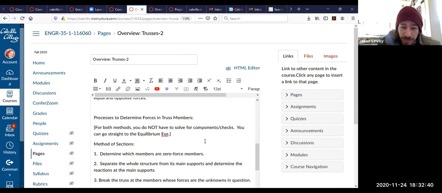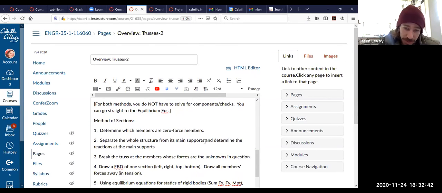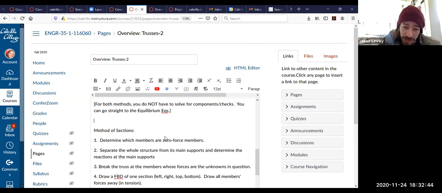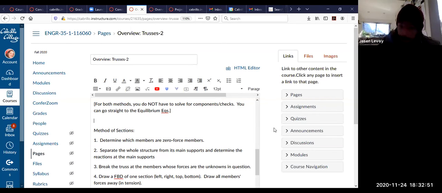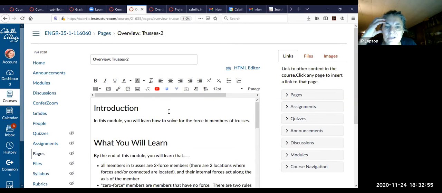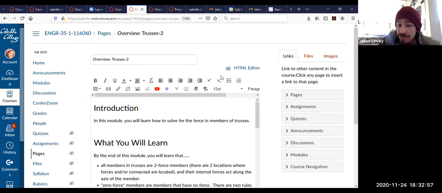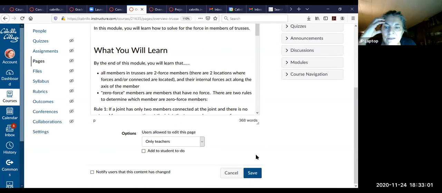Right, but for example, if the interview on Tuesday or whatnot is on statics of rigid bodies, we're back to doing components separately, yeah? Right, this is only for trusses. This is only for trusses. Okay? Good?